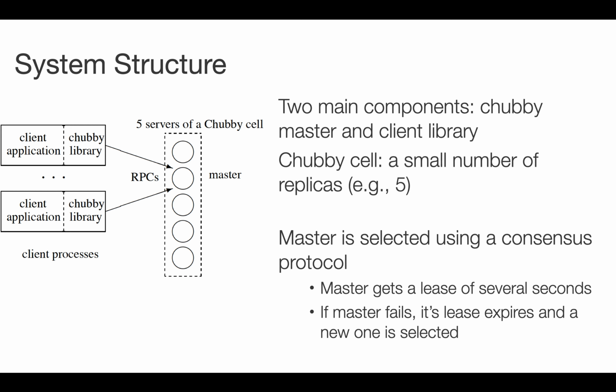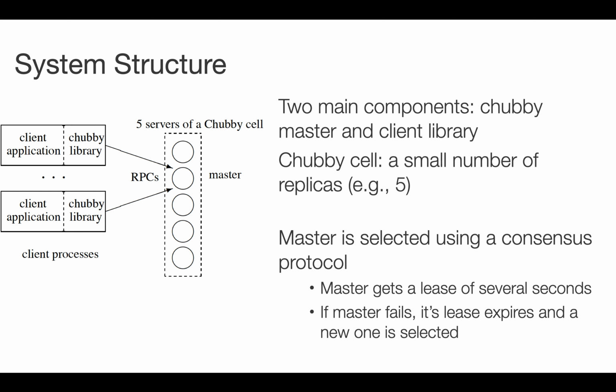Now I'm going to talk about the system architecture. There are two main components in the system: Chubby Master and Chubby Client Library. They communicate via RPC. Each application interested in distributed coordination links with the Chubby Client Library. The client library then executes the locking protocol on the client application's behalf. All communication between the Chubby client and the server is mediated by the client library.